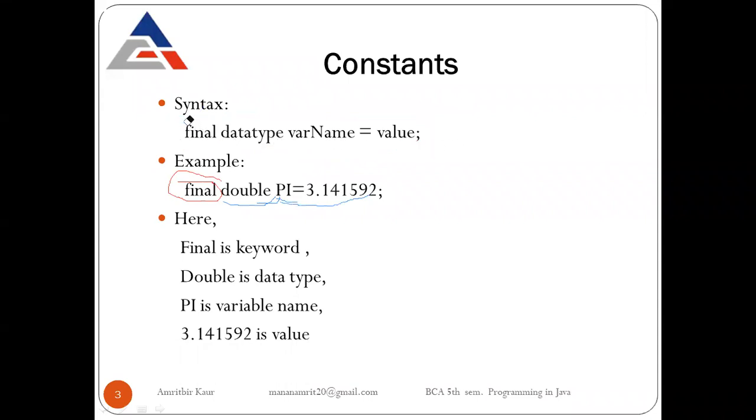If we want to change the value of pi in the program by any operation like plus, minus, multiplication, then an error message will be displayed. So here the explanation is given. Final is the keyword, double is our data type, pi is the variable name, and 3.141592 is our value.